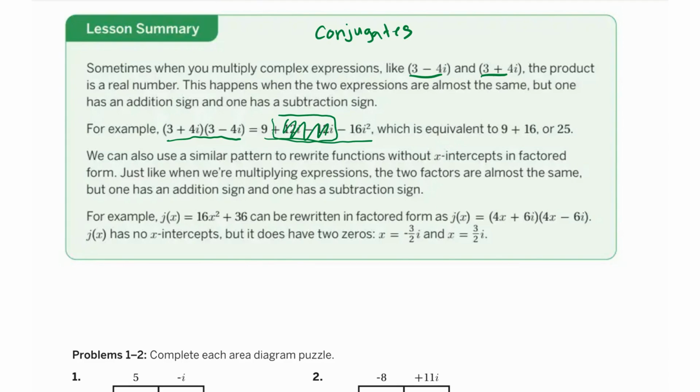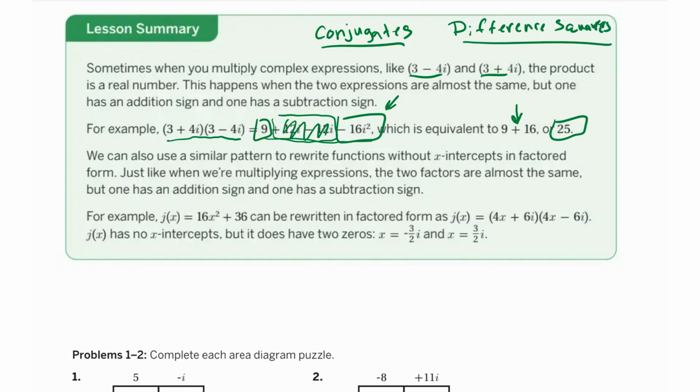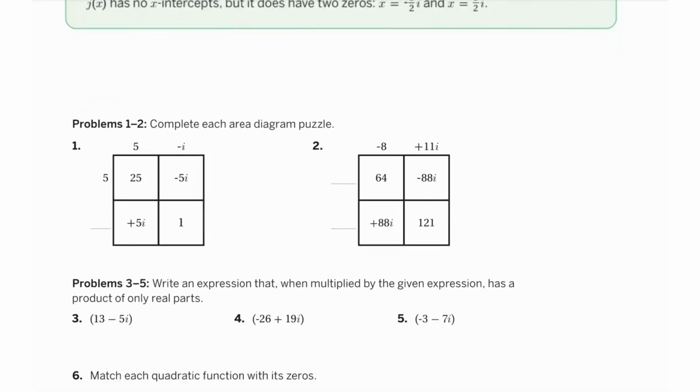But in this situation here, like 9 and negative 16i squared, what's special about it with complex expressions is that negative 16i squared now just becomes an integer because we do i squared, which becomes negative 1, which then becomes 9 plus 16, which gives us just a value. And so we're combining an old term here, where we are taking what we know about conjugates, also difference of squares, and then applying some of that knowledge to what we know about imaginary numbers and complex expressions. So, complete each area diagram puzzle for number 1 and 2.